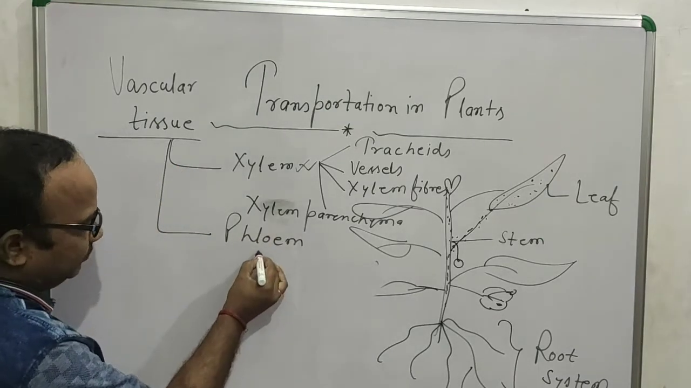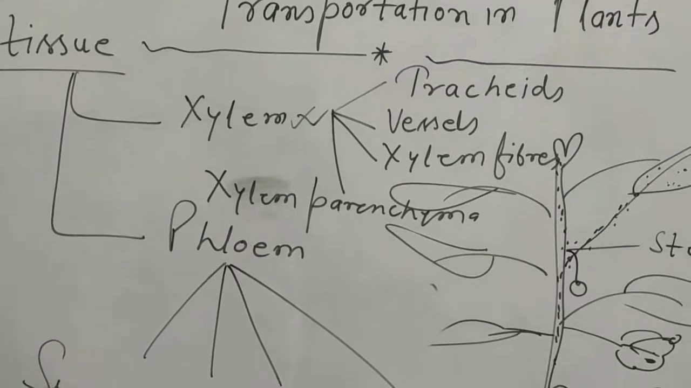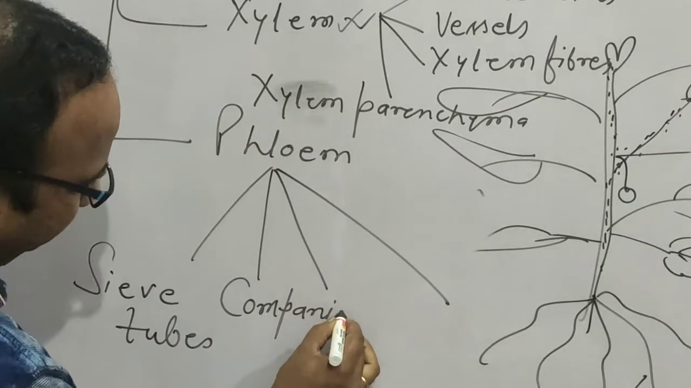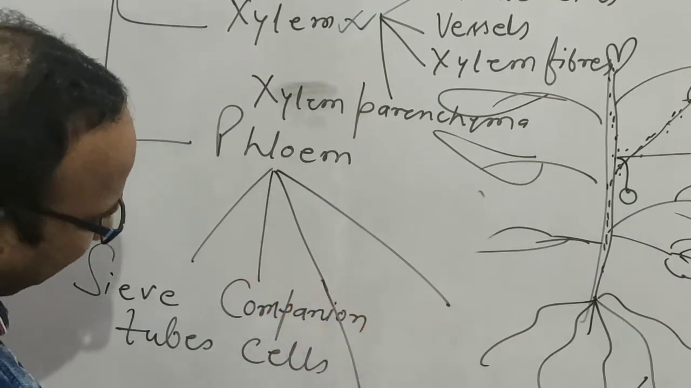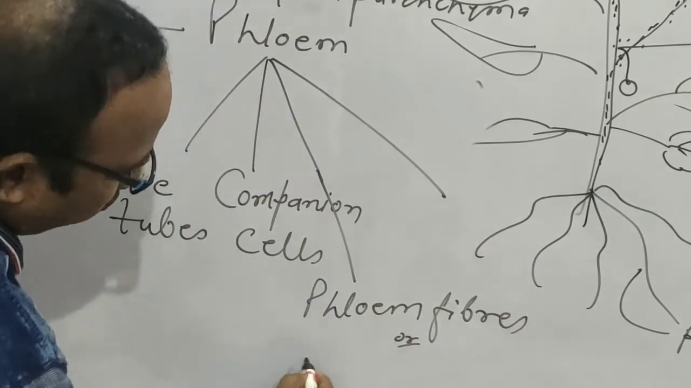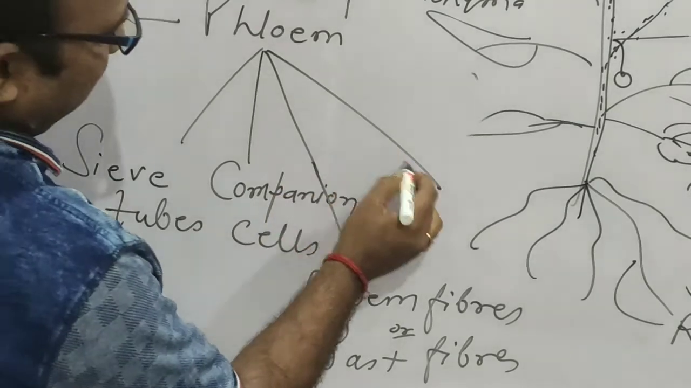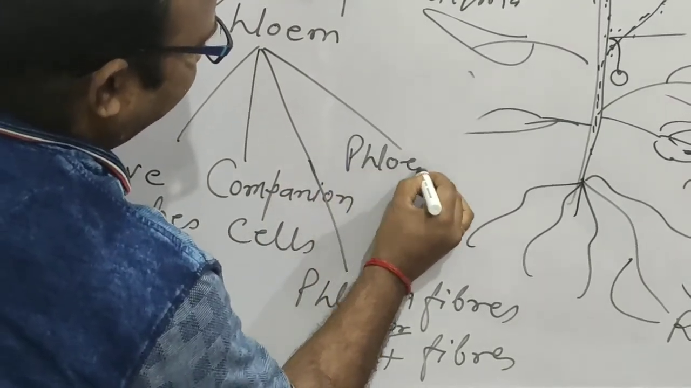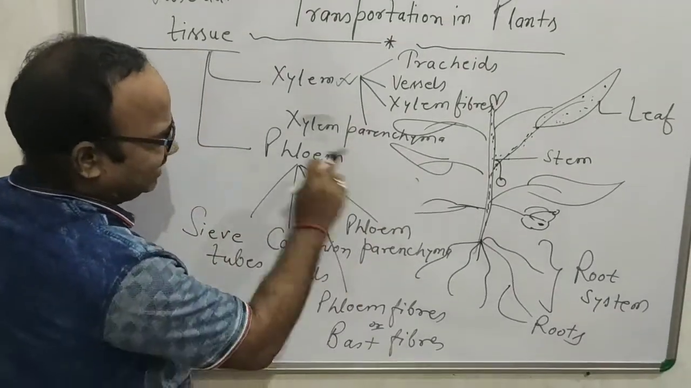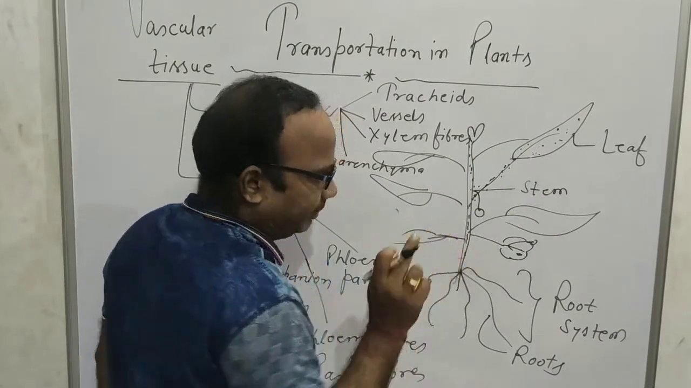Next, what are the constituents of phloem? Phloem also comprises four different elements. They are sieve tubes. Next one is companion cells. Third one is phloem fibers. This phloem fiber is also called bast fiber. And the fourth one is phloem parenchyma. So students, when all these cells collectively work, then this transfer of food from the leaf to the different parts of the plant takes place.